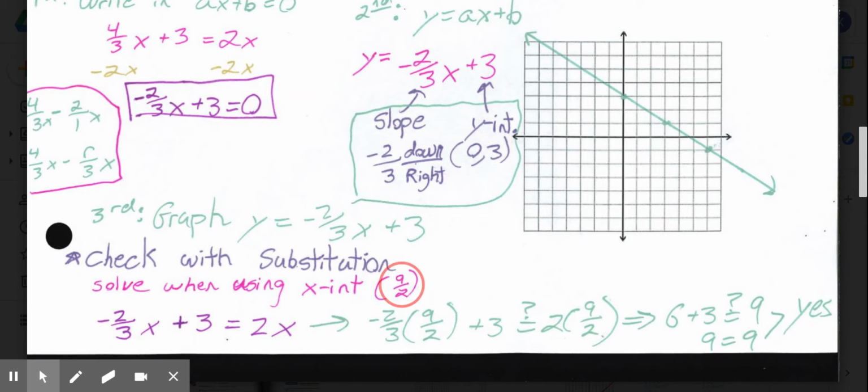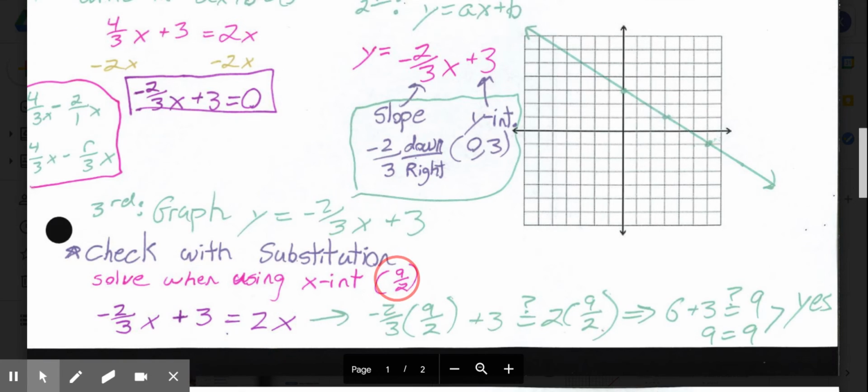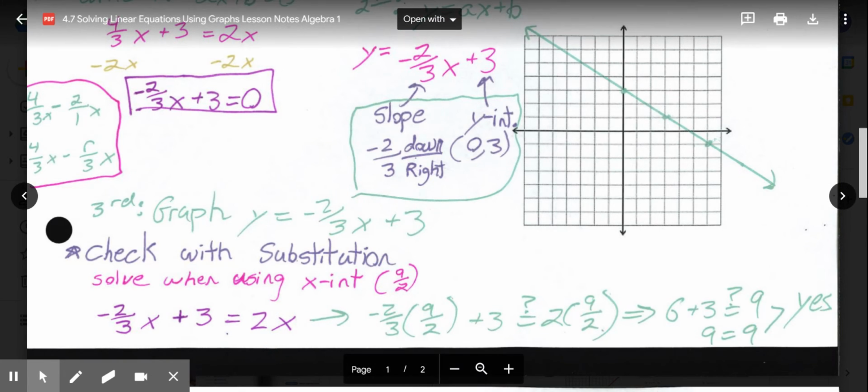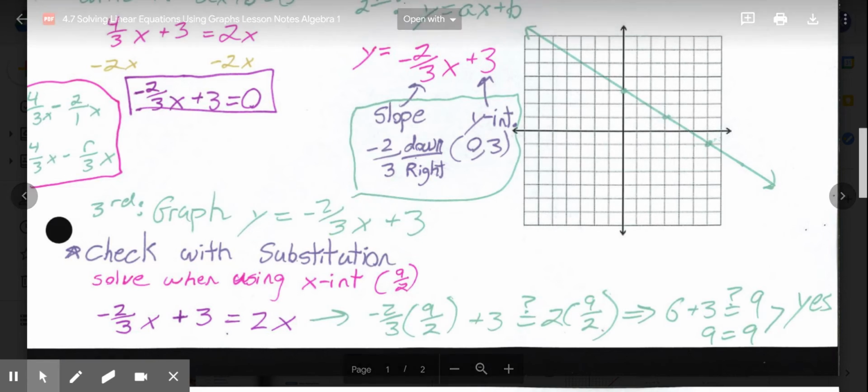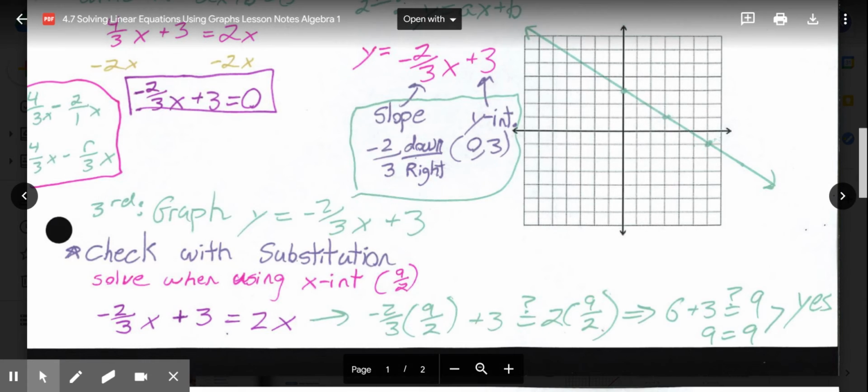So we're going to plug 9/2 into this original equation for both x's. So wherever there is an x, we're substituting in the 9/2. So this equation becomes negative 2/3 times 9/2 plus 3 equals 2 times 9/2. And what we want to see is if the left equals the right. When we put in the 9/2 for x, if this solution's true, then our graph is accurate. So this becomes 6 plus 3, and the right-hand side is 9.